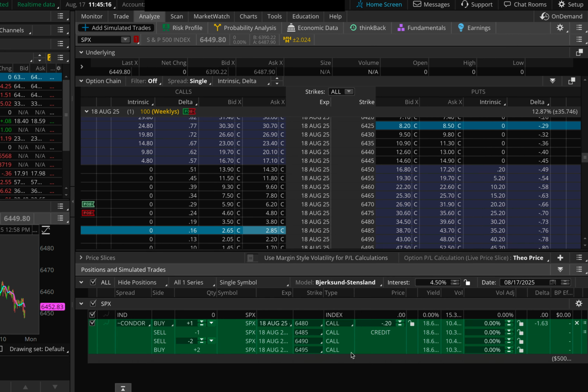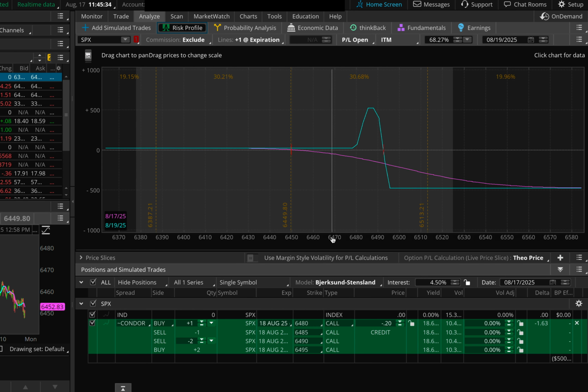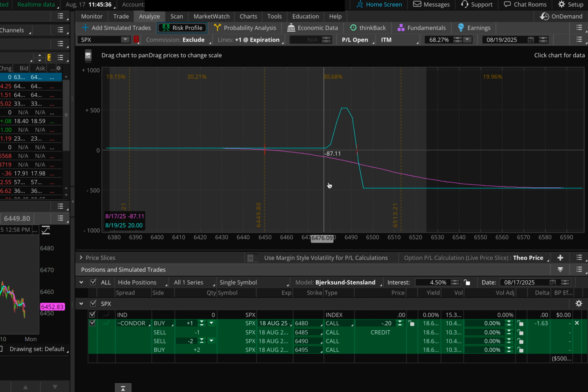And it'll just pre-populate a default setup, a broken wing or unbalanced condor setup below. Then I need to tweak this into position exactly how I want it. So once that's down there, I'll come up here to the risk profile button, go back to the risk profile screen. And so there's the default unbalanced condor that thinkorswim threw in there.